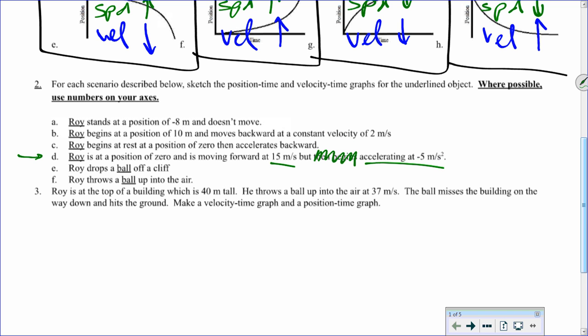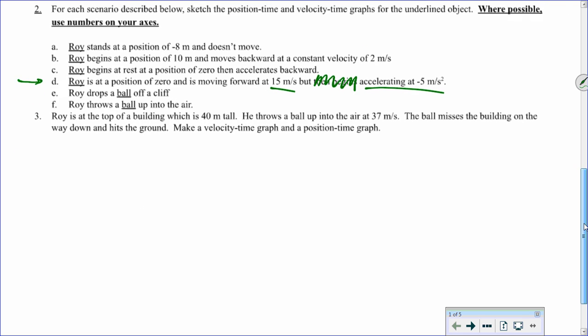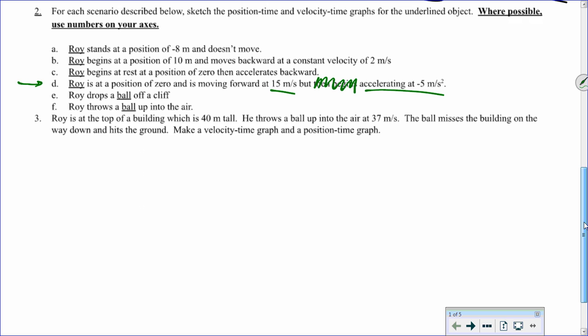Follow? Okay, so with that in mind, let's see if we can graph this thing and make some sense out of it. The position time graph. So let's see, it says he's at a position of 0, and then he's moving forward. So the graph is going to do this. Is it going to just be a nice straight line, you guys? No, because he accelerates, right? So that means it's going to curve in some fashion.